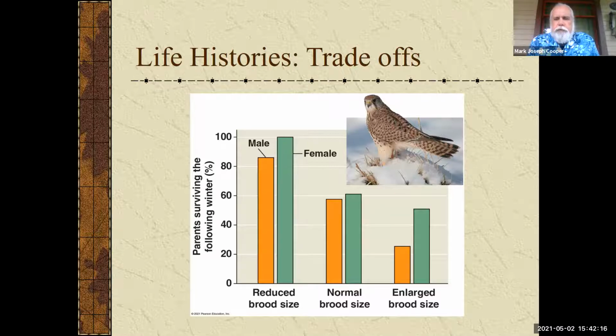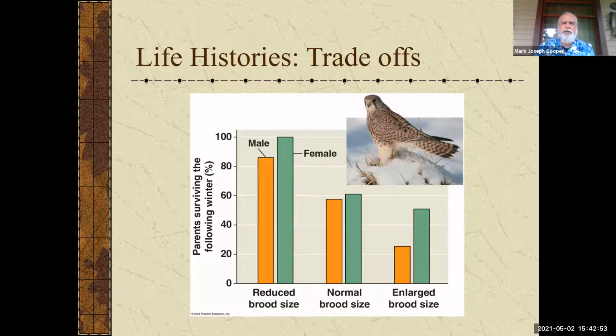And then the enlarged brood size, what you're seeing there is if you have lots and lots of kids, the kids may survive, but the adults' survival rate is really, really low. And you can see that the males' survival rate is lower than the females'. Obviously, lots of it could be due to when the females are brooding, they may be more well protected. The males are taken off by predators. And then here it's just the amount of energy that may be necessary to feed those young. So all kinds of different trade-offs.